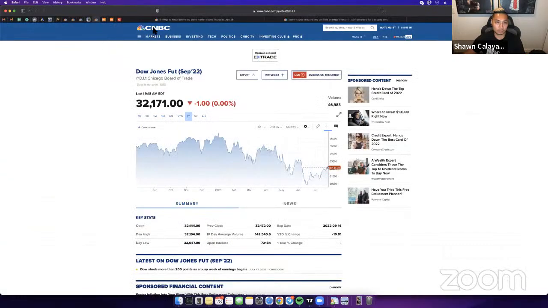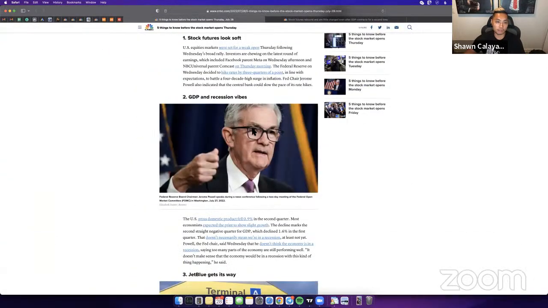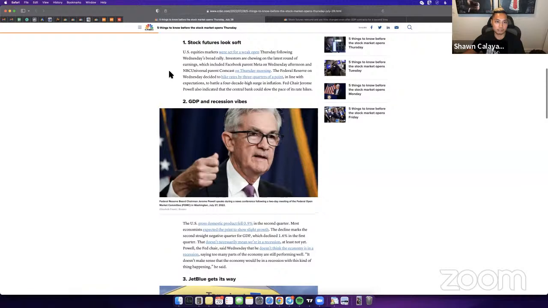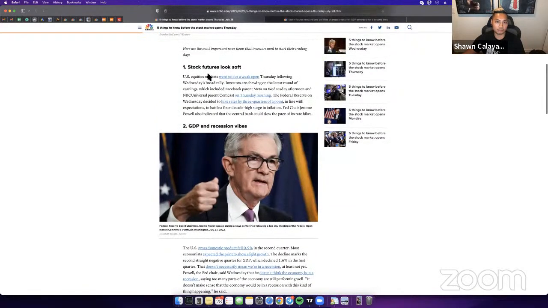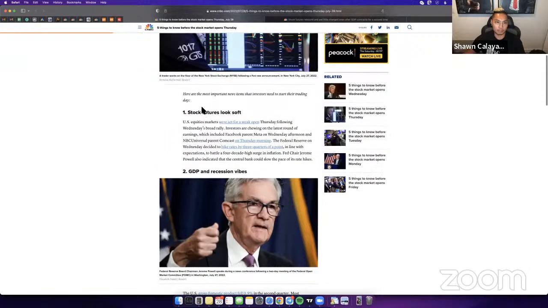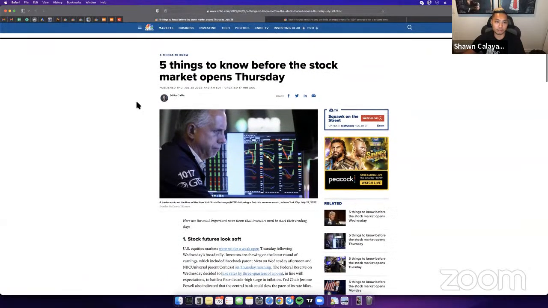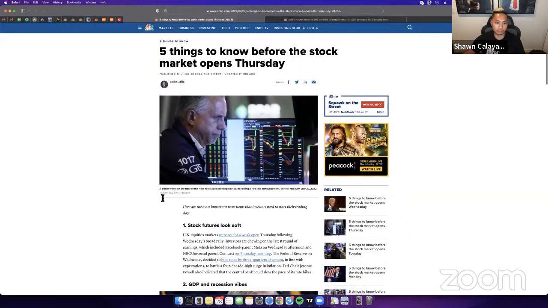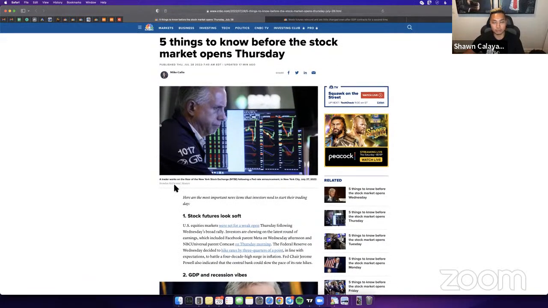Looking at the news this morning, there's another reason why I'm not looking for a sell: it says stock futures look soft. It says US equities markets were set for a weak open Thursday. Typically when CNBC reports something, the market does the opposite. So it reported that the market's going to be bearish, and I think it's going to be bullish. It's something that everyone pretty much notices.